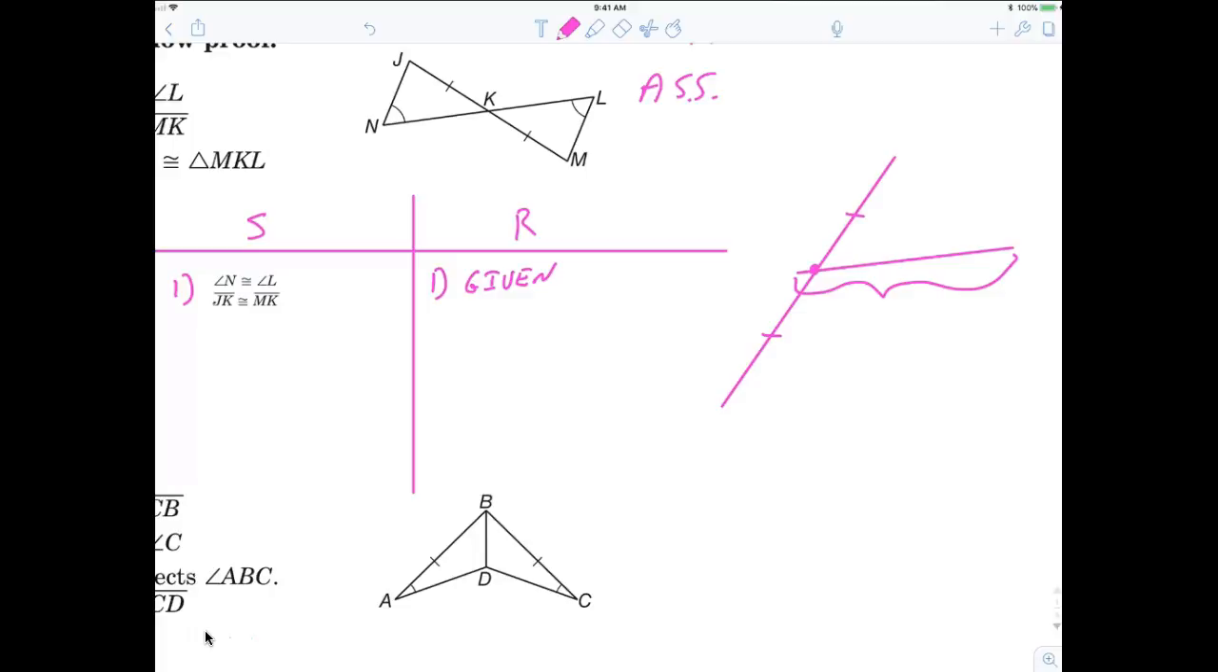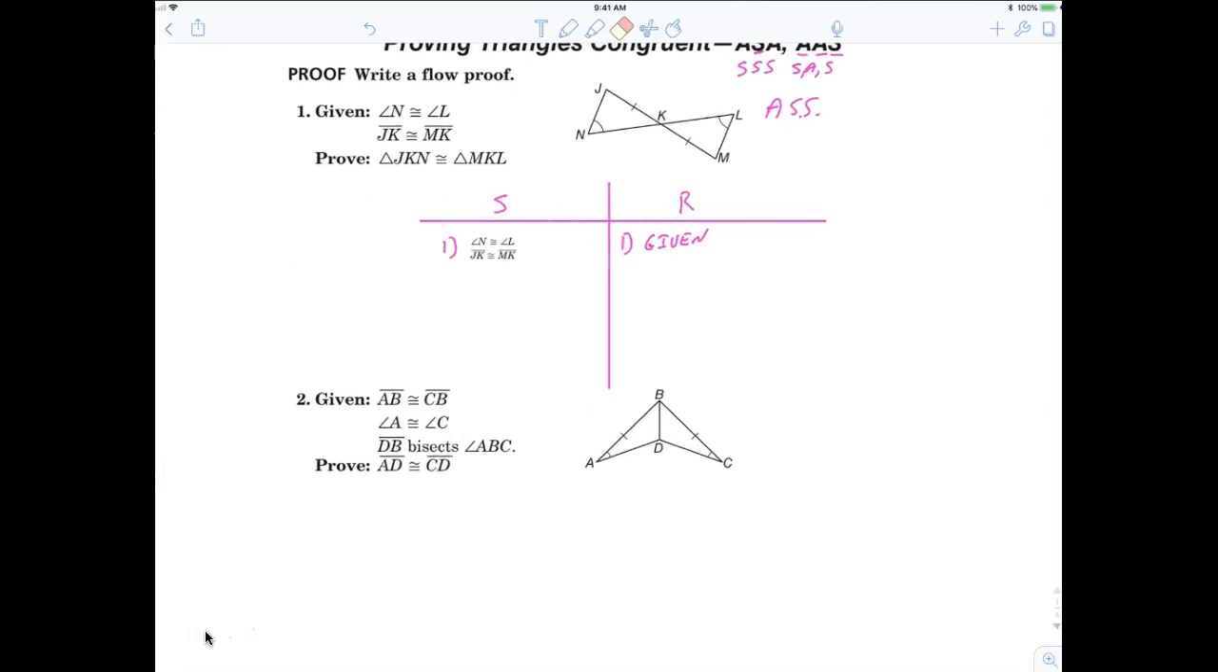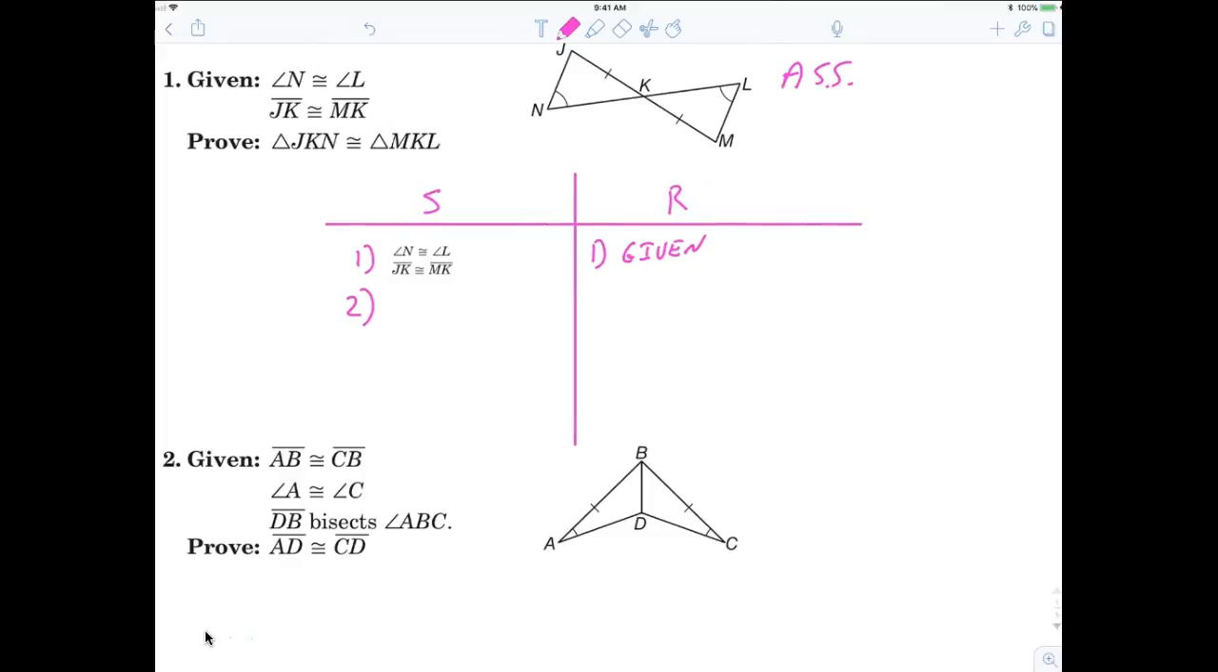Okay, so now let's get back to where I'm at here. We said vertical angle theorem is step number 2. So we're going to have to say JKN is congruent to LKM, and we can just say VAT, vertical angle theorem. Now please mark it.